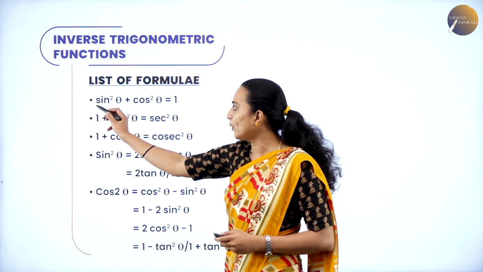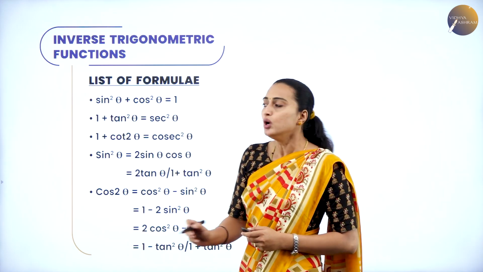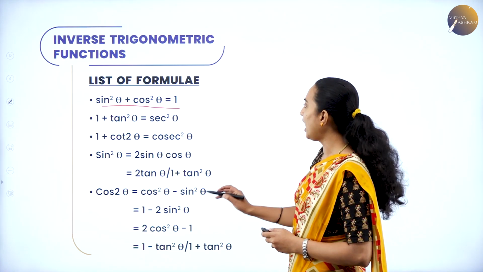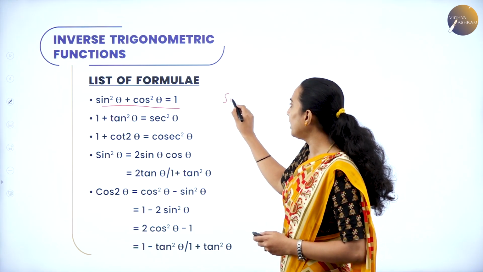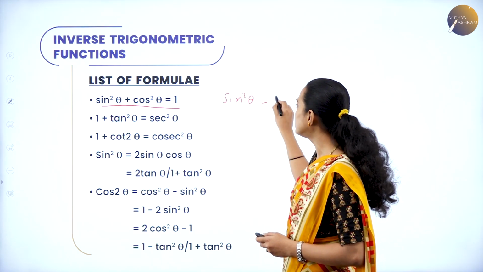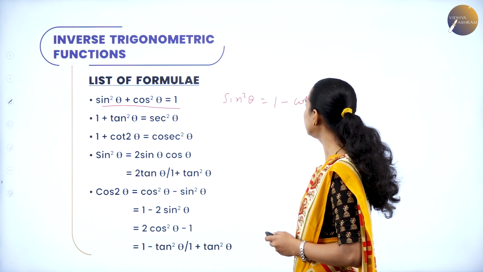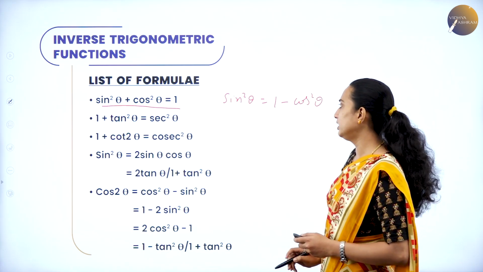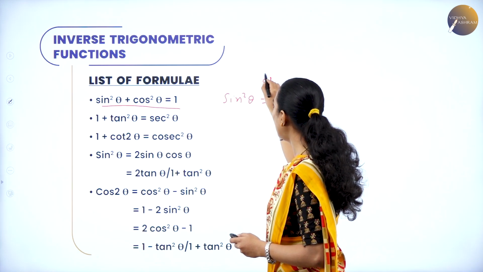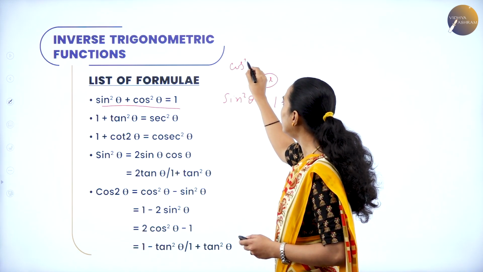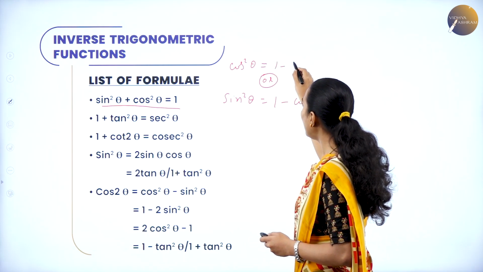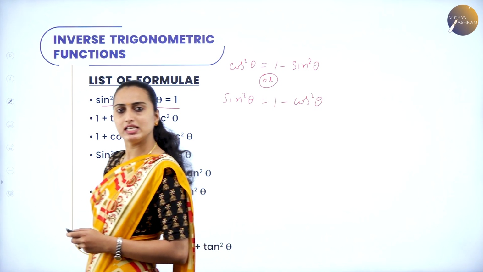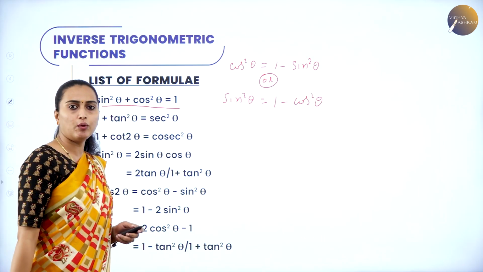Here I have taken sin squared theta plus cos squared theta is equal to 1, which we have studied already in your first PUC. So be careful, dear students, whenever you have sin squared theta, it can be written as 1 minus cos squared theta, isn't it? If you bring this cos squared theta to this side, it will become 1 minus cos squared theta. Or you can write cos squared theta as 1 minus sin squared theta, isn't it? This is basically from this formula only, right?